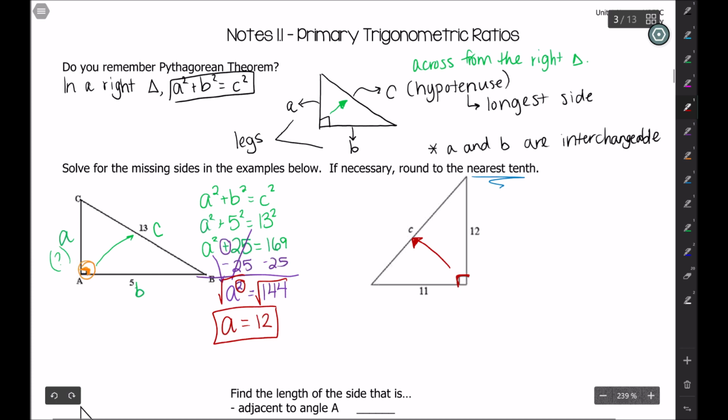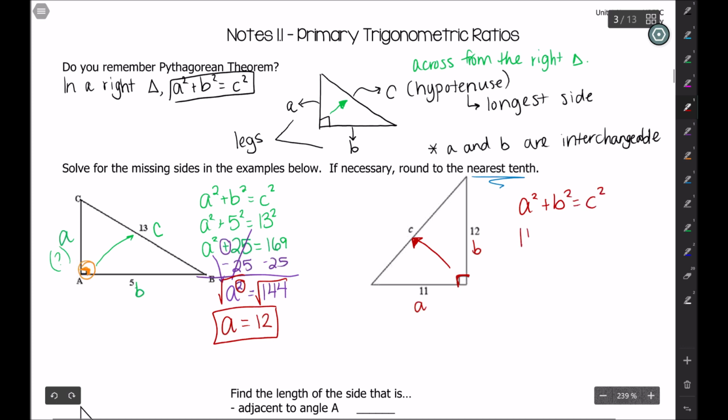So now that we know that C is our hypotenuse, this 11 and this 12 could be A or B. It doesn't matter. So I'll call 11 A and 12 B. You could do it the other way around. It's totally fine. So I'm going to say A squared plus B squared equals C squared.